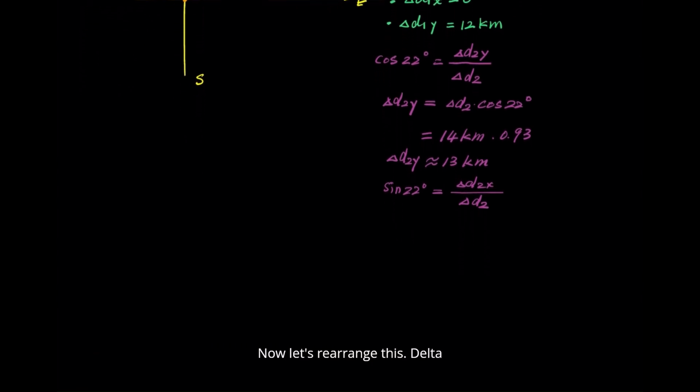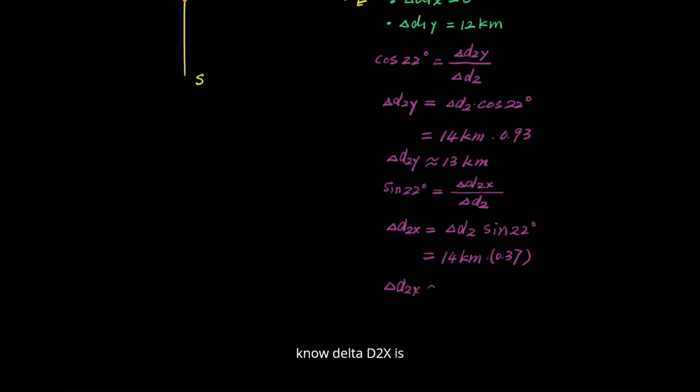Now let's rearrange this. Delta d2x is delta d2 times sine 22 degrees. Again, delta d2 is 14 kilometers, and sine 22 degrees is 0.37. Then we know delta d2x is approximately 5.24 kilometers. We've now broken down the second vector into its y component and x component.